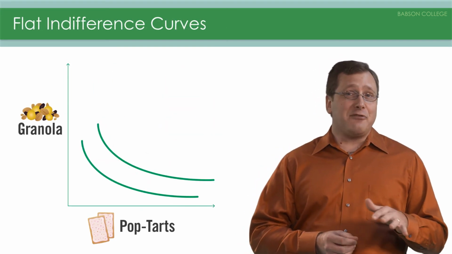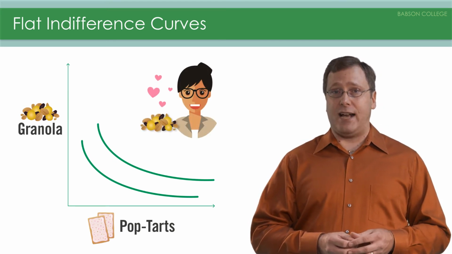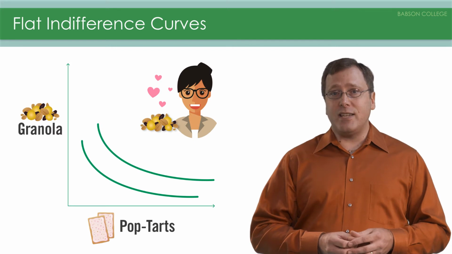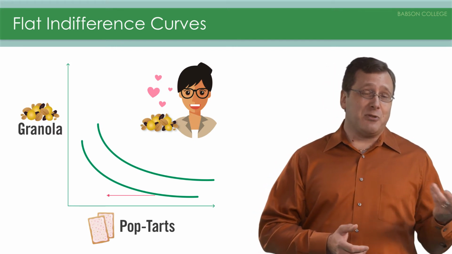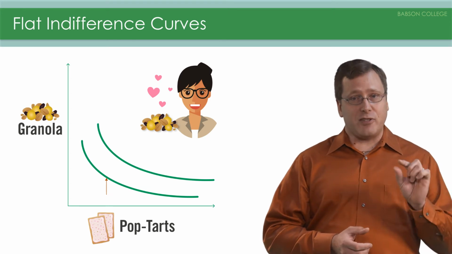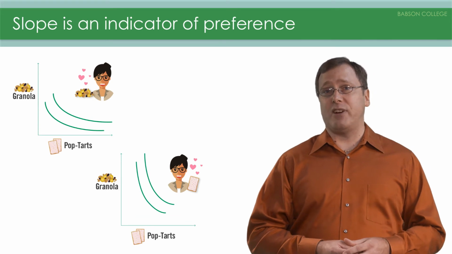A very flat indifference curve indicates that the person has a stronger preference for the product on the vertical axis, granola. The reason is the same as before. The person likes granola, and so the consumer will give up a lot of Pop-Tarts for just a little bit more granola. So we've seen that the slope is an indicator of preferences.